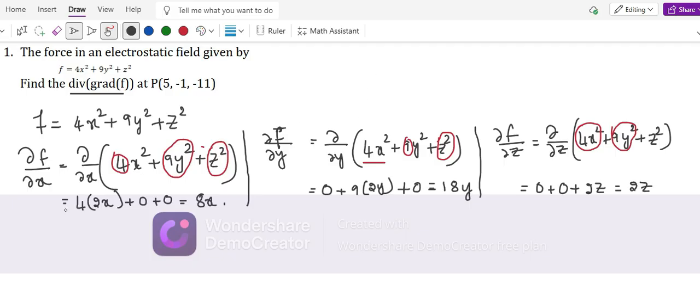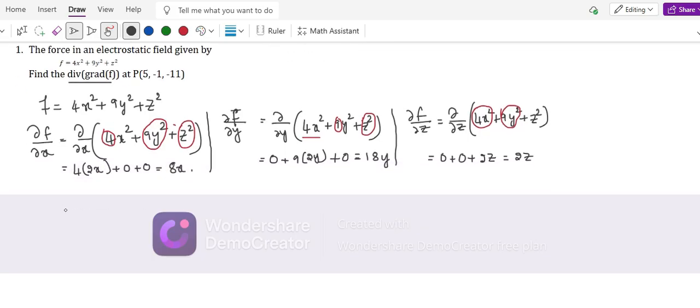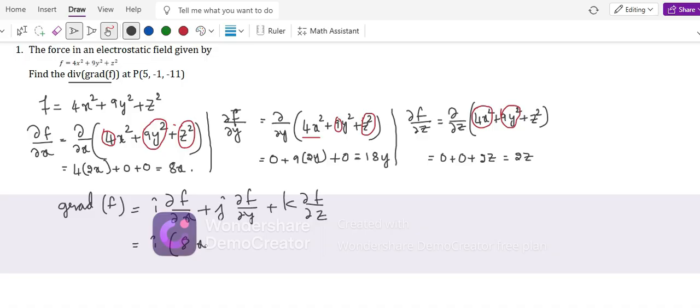Right? So now we can calculate the divergence of f. Okay, sorry, the gradient of f. So the gradient of f, here f is not a vector, it's a scalar function, right? The gradient of f is equal to i ∂f/∂x + j ∂f/∂y + k ∂f/∂z. Now let us substitute these values: i times 8x plus j times 18y plus k times 2z.